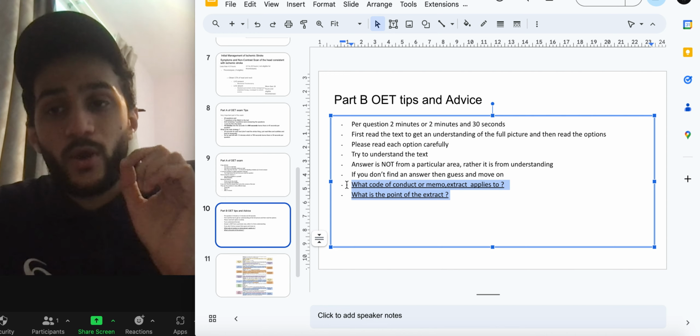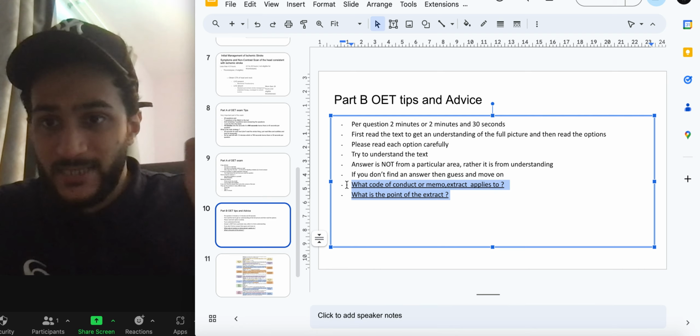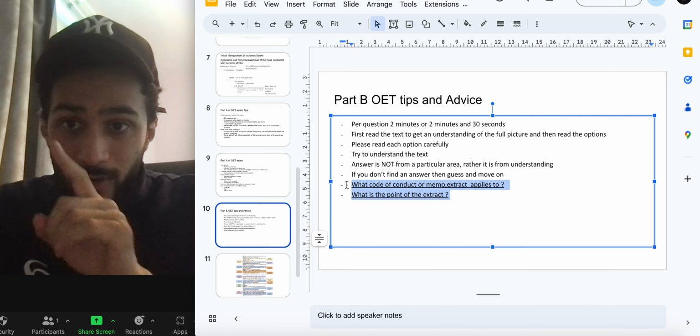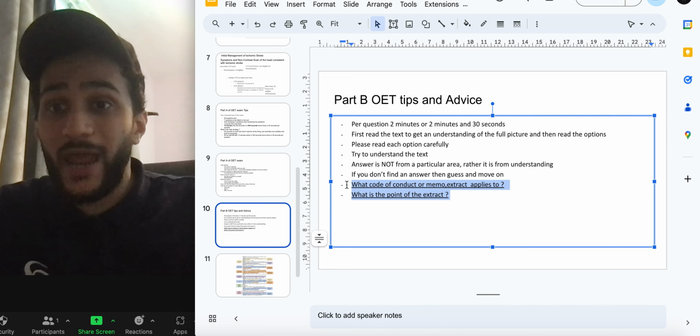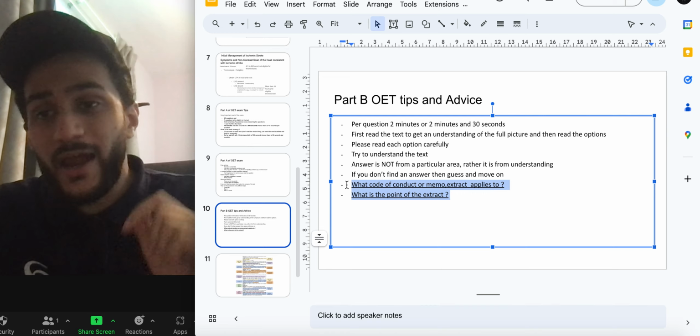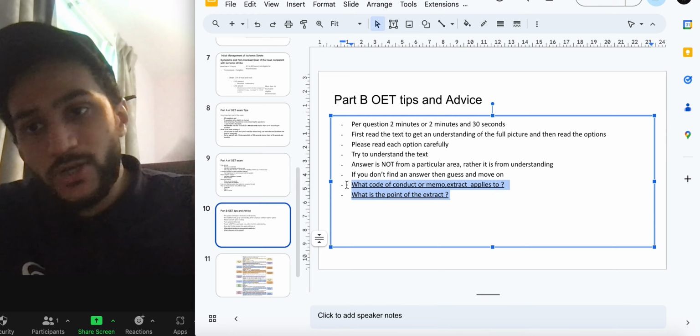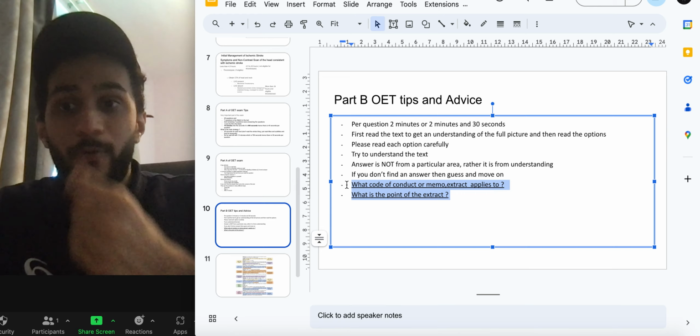Now, you want to first read the top heading. Then I don't advise you to read the options. So there's usually 3 options. I don't advise you to read any of those options. Rather, I advise you to read the text and understand it. Just get an understanding. Read the first line.